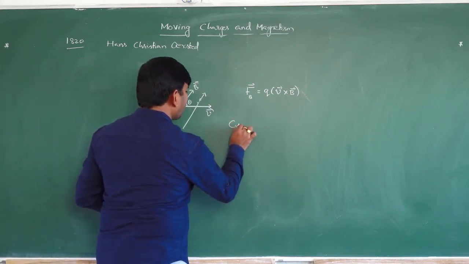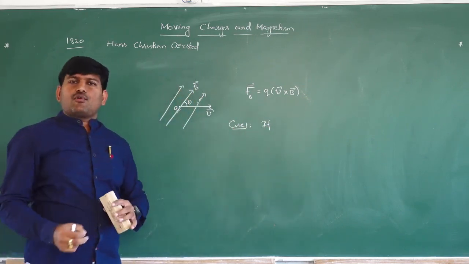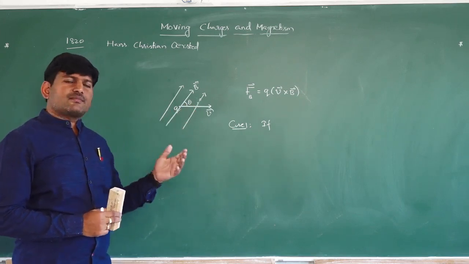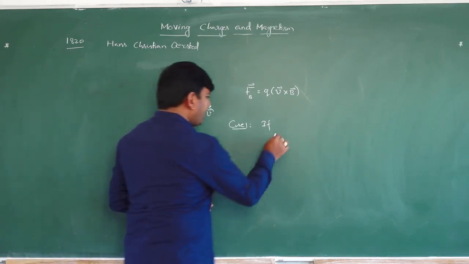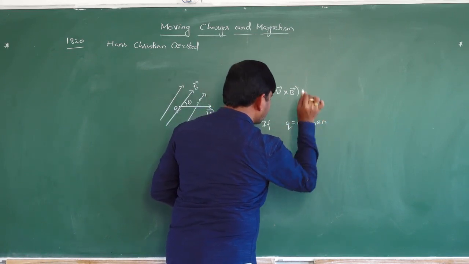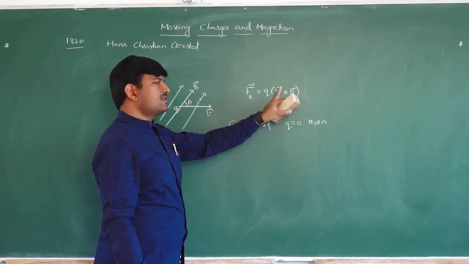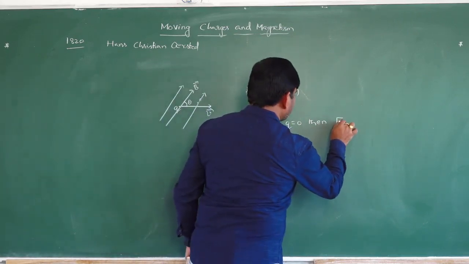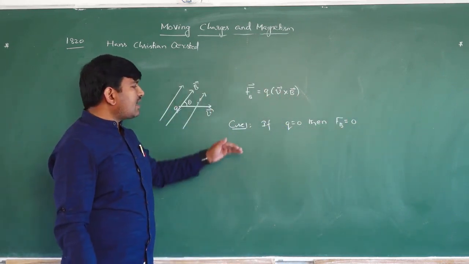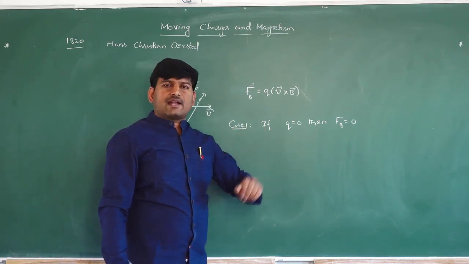Case 1. If the charge on the body is 0 and the body is kept in a uniform magnetic field, then what is the magnetic force acting on it? If Q is equal to 0, then 0 into something will be 0, therefore the magnetic force is equal to 0. So mathematically I can say that when the charge on the body is 0 and it is present in the magnetic field, then the magnetic force acting on it is 0.